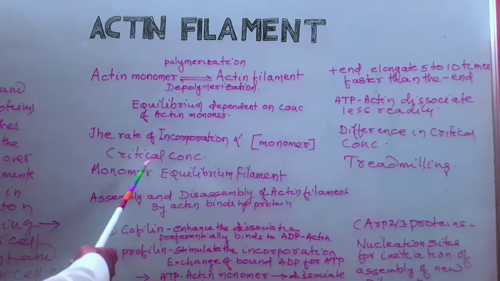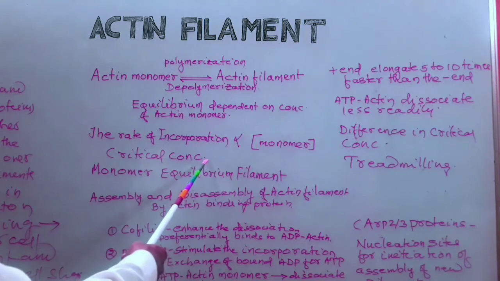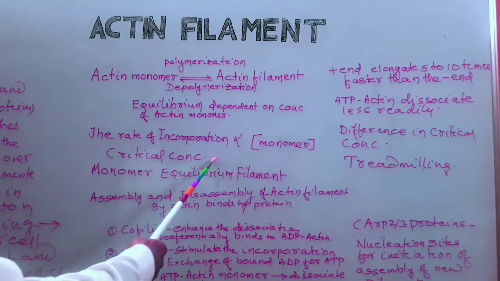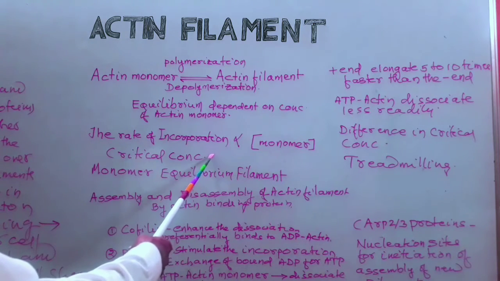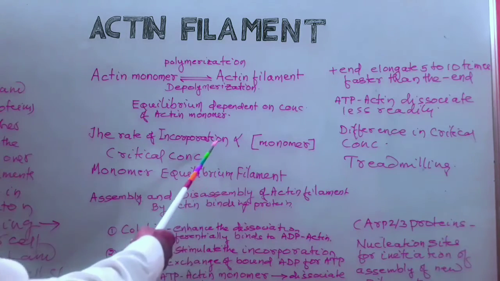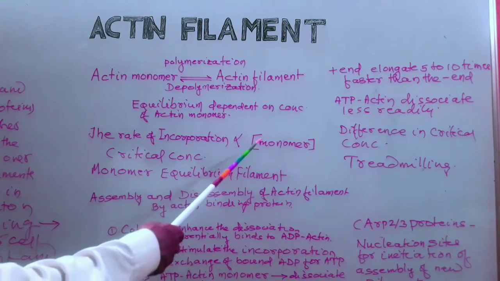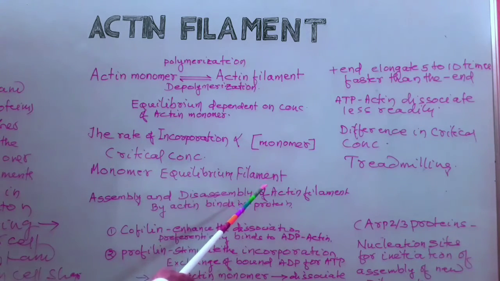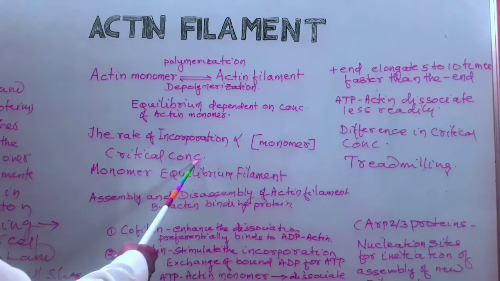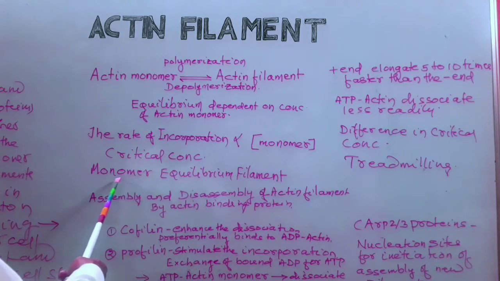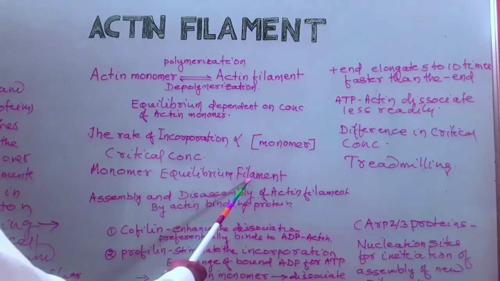So there is a critical concentration. What is critical concentration? At critical concentration, the rate of incorporation of actin monomer is equal to the rate of dissociation of monomer from the actin filament. At critical concentration, there is an equilibrium between actin monomer and the actin filament.